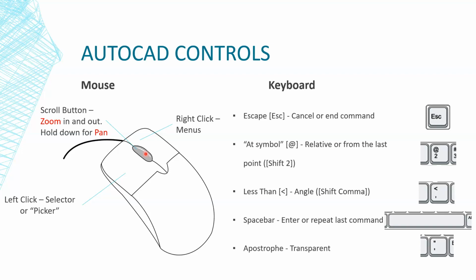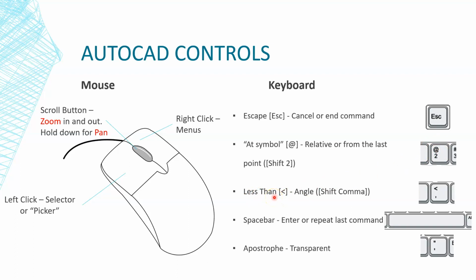Some of the typical buttons that we're going to use is the escape button. And everybody should know what that one is on your keyboard. Today we're going to actually take a look at the @ symbol, and knowing where that's at and how to activate that: you have to hold down the shift button and the number 2. That's going to give me the @ symbol. The less than symbol is what we're going to use to create angles.